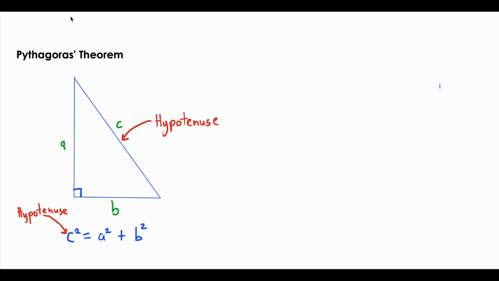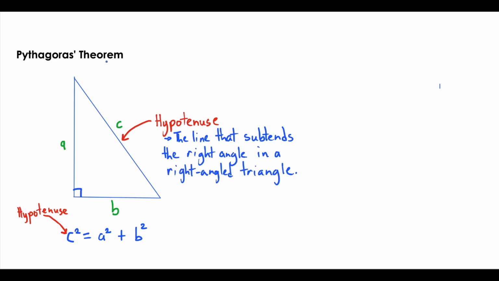Now, what is the hypotenuse? The hypotenuse is basically the line that subtends the right angle in a right angle triangle. When we say subtend, we mean it closes. You see this here, this is a right angle. Now pretend I had a cloud closing this angle. So this cloud subtends or closes the right angle. Likewise, the hypotenuse is the line that closes the right angle, opposite the right angle.